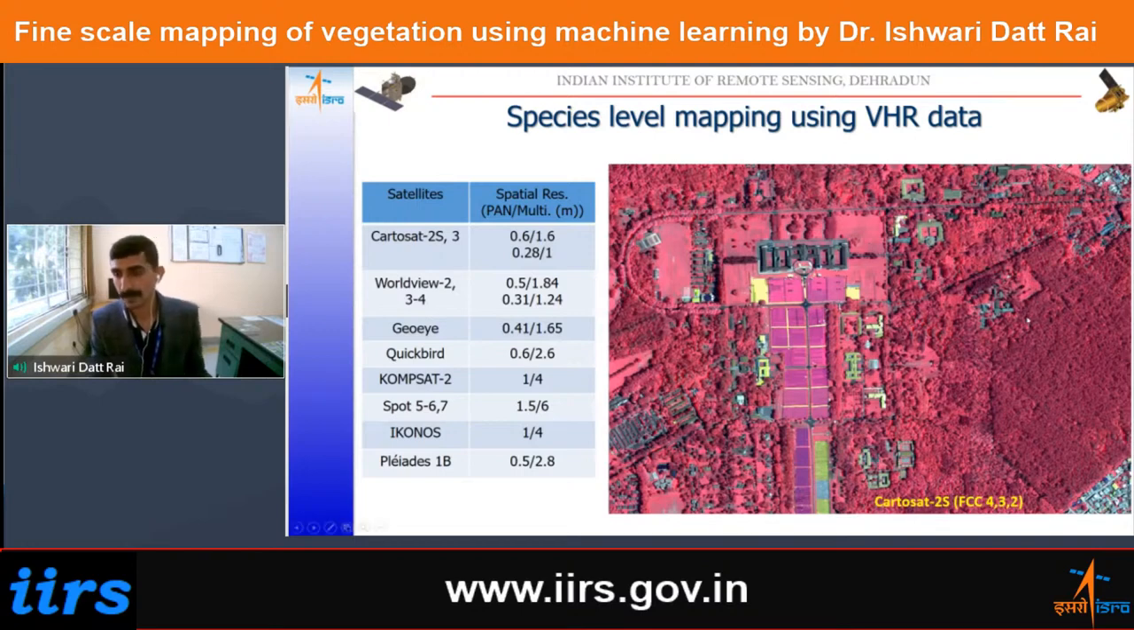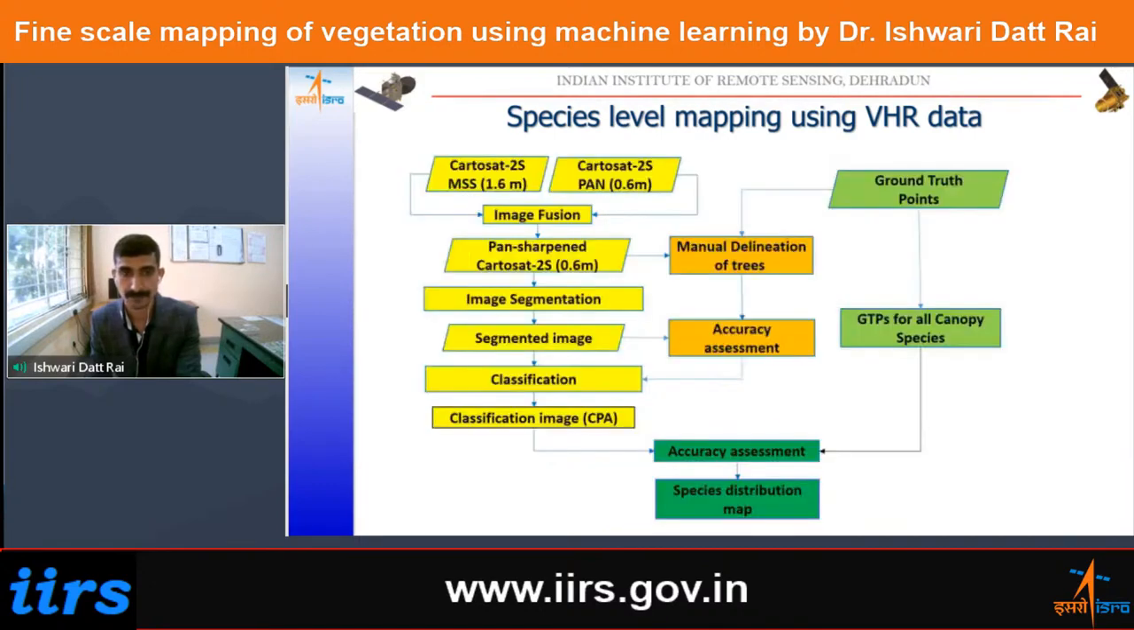By tonal variation also you can differentiate different species here. This is the pine plantation in the FRI campus, and you can see the different canopies of species in this very high resolution data. We took this small part for testing purposes, to see how these data sets work for species level classification.